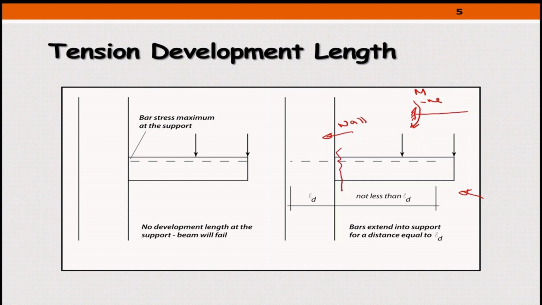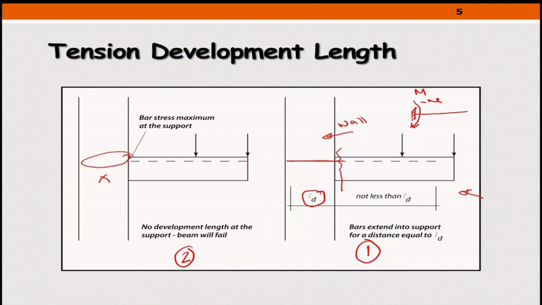All right, so what's the difference between beam 1 on the right side of the screen and beam 2 on the left side of the screen? You notice that the reinforcement on the right side of the concrete beam is extended inside the column or inside the wall to a distance equal to LD. LD is the development length. This extension is not here in the beam on the left side.